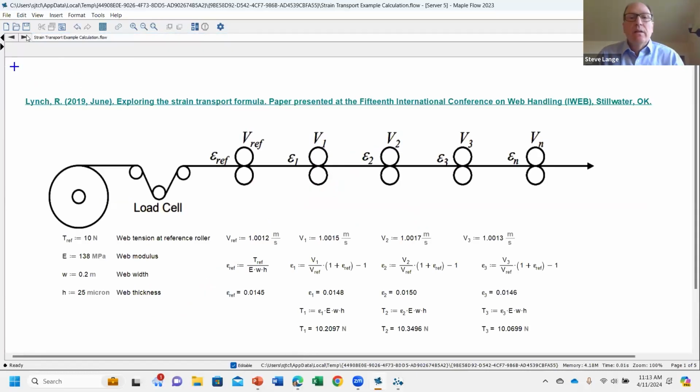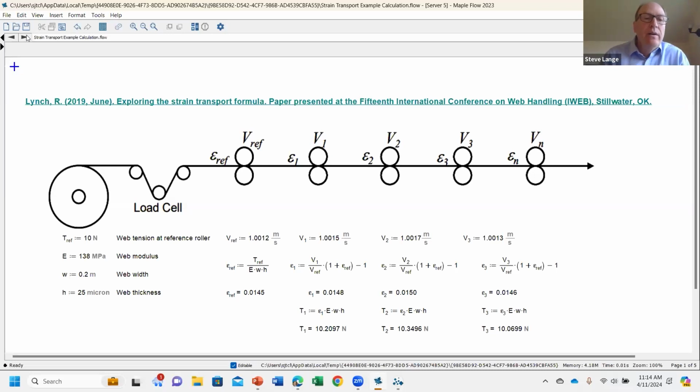This is an example from a paper by Ron Lynch, a former colleague of mine. He shows a web handling system here that is simply an unwinding roll through a series of idler rollers, one of which is a load cell. And then you see several nip rollers in succession: a V reference, V1, V2, V3. And we know the velocities of each of these rollers. They're fixed speeds.